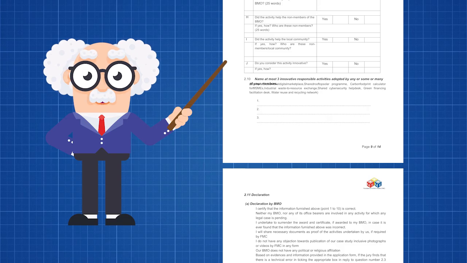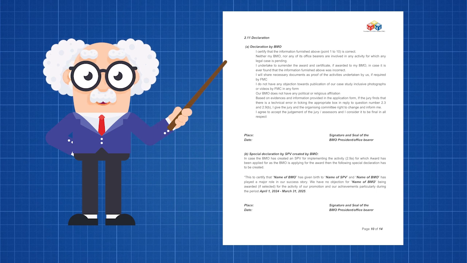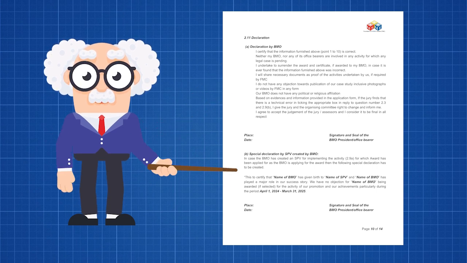Simply write up to 3 such examples in the space provided. Point 2.11. Declaration. This is the final and mandatory declaration section. Read through the declaration points carefully.